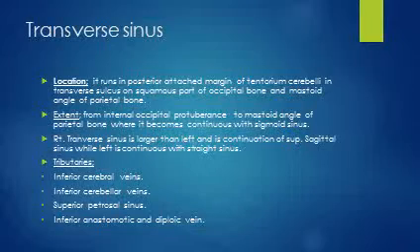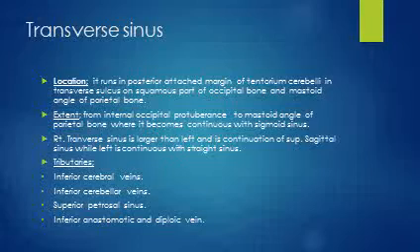The next one is transverse sinus. It runs in the posterior attached margin of tentorium cerebelli, in the transverse sulcus, which is present on the squamous part of occipital bone up to the postero-inferior angle of parietal bone, which is also called mastoid angle. It extends from internal occipital protuberance to mastoid angle of parietal bone, where it becomes continuous with the sigmoid sinus.